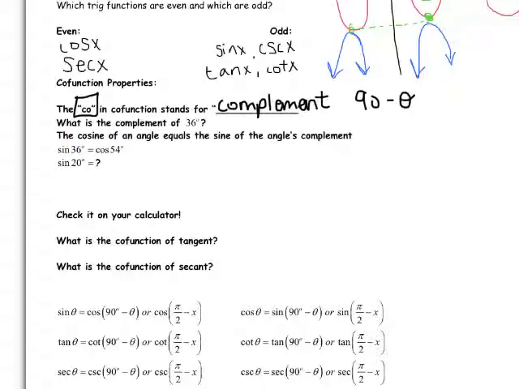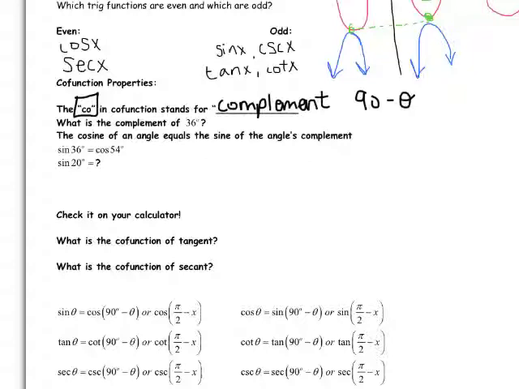Now this is a non-calculator section. However, I think it's a great idea for you to check this out on your calculator. Make sure that you're in degree mode, but if you type in sine of 36 degrees, you get 0.5877, and so forth. Now, if you type in cosine of 54 degrees, you get that exact same 0.5877, etc. That's because they are cofunctions of each other.